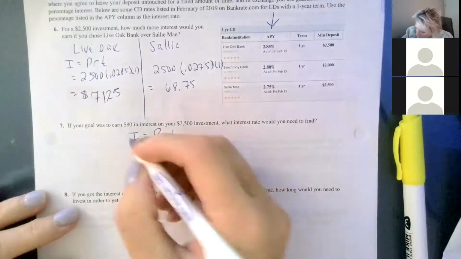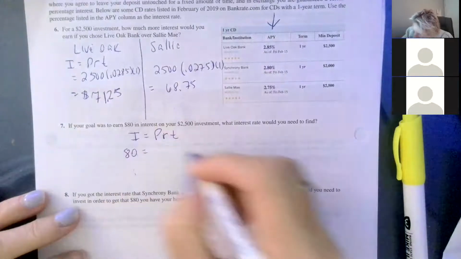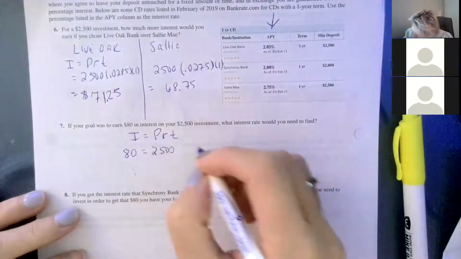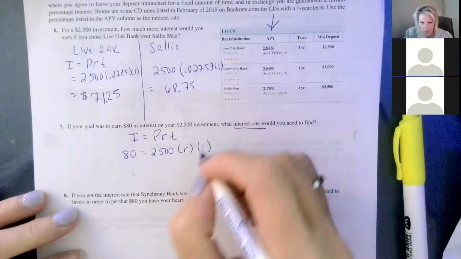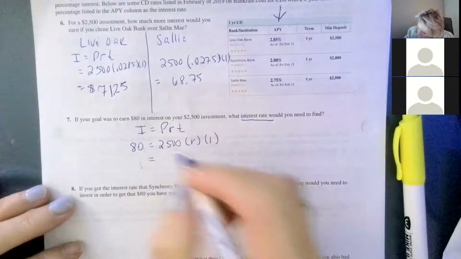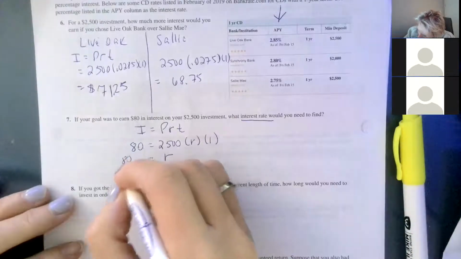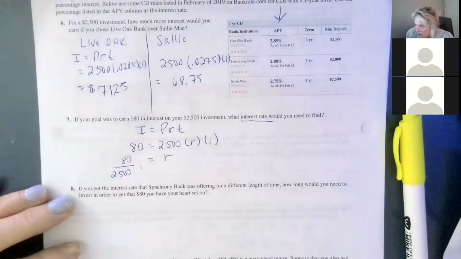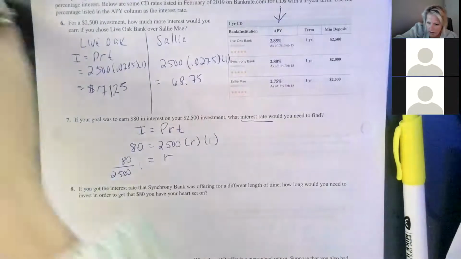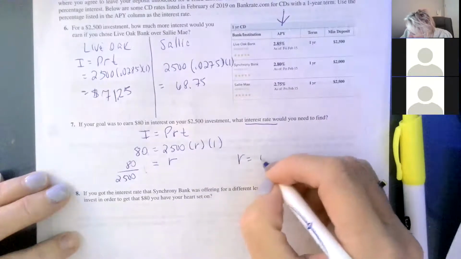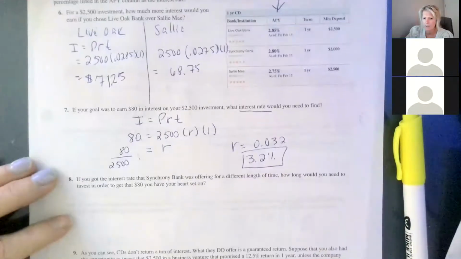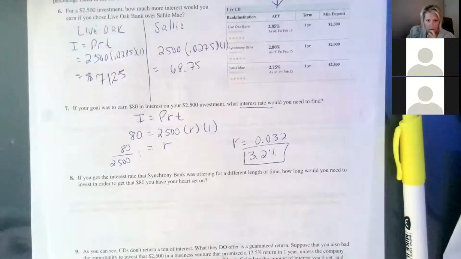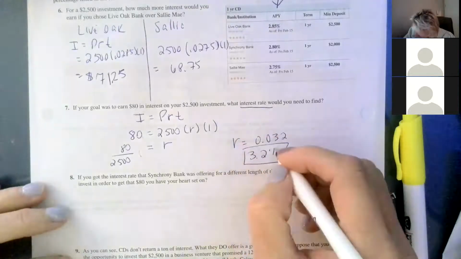So we want to earn $80 in interest. So we know that is here. And we started with that $2,500 because it says, what interest would you need to earn? What rate? And we're still just leaving it for 1 year, right? So we're solving for the rate. So we're going to take 80 divided by 2,500. What did everybody get? I got 0.032. Carter, did you get that too? Yeah. So we would need to get 3.2% interest, right, to earn $80 in that year.